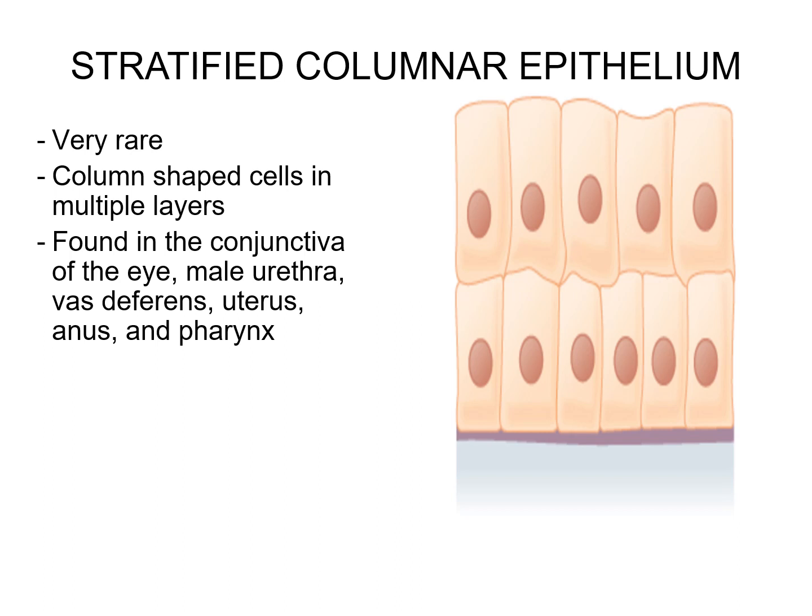When we get to stratified columnar, it's going to be very similar to stratified cuboidal. Main thing, very rare in the body, very hard to find this stuff under the microscope. It just doesn't exist in that many parts of the human body. Main function, similar to stratified cuboidal, since we have multiple layers, is going to be protection.